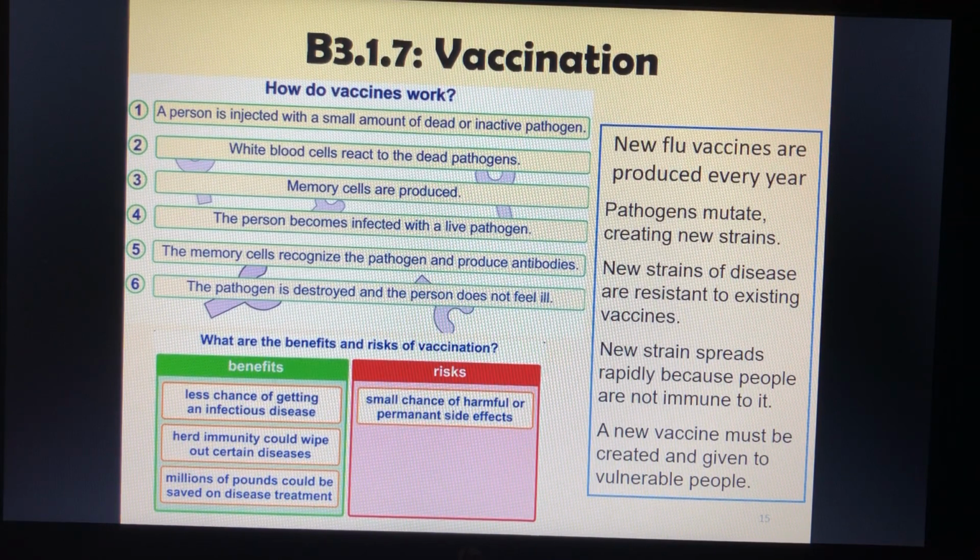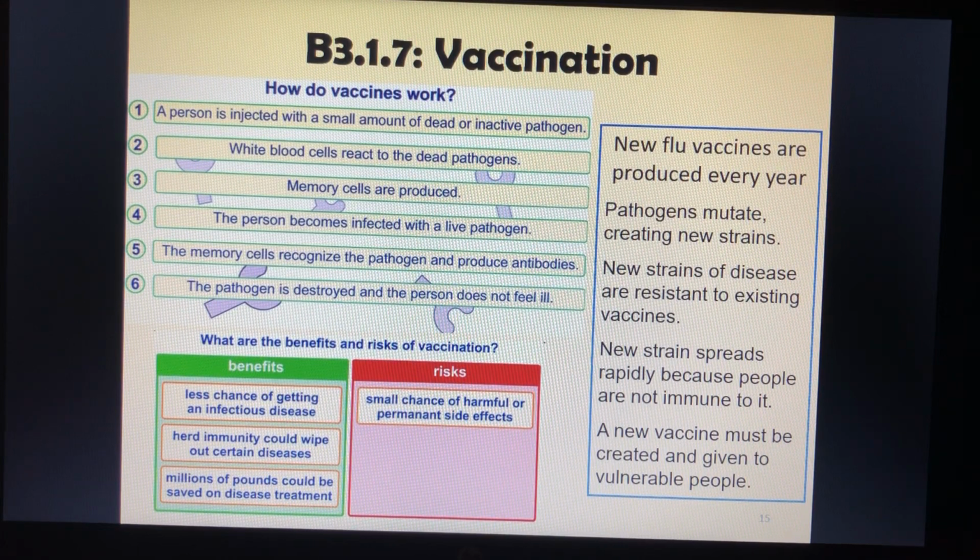So benefits of vaccination is there's less chance of getting infectious diseases, herd immunity can wipe out diseases, for example polio, and millions of pounds can be saved on treatment because we're using preventative measures. However, there are a small chance of harmful or permanent side effects.